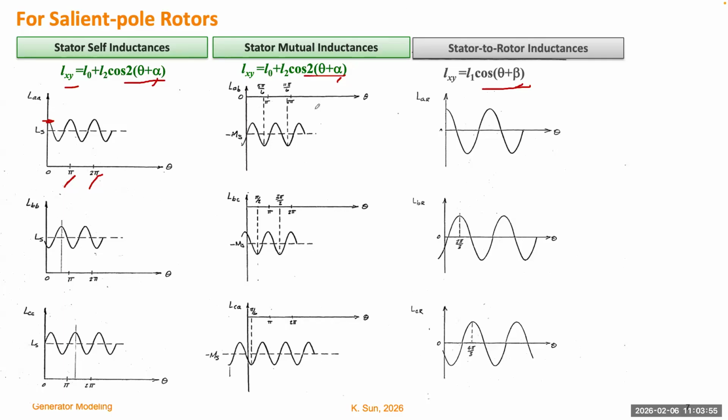Then the second column is the mutual inductances, which involve 2 different windings from the stator. And you can see the plot is actually on the negative side. And the third column is the stator-rotor inductances. So their period is actually 2 pi.